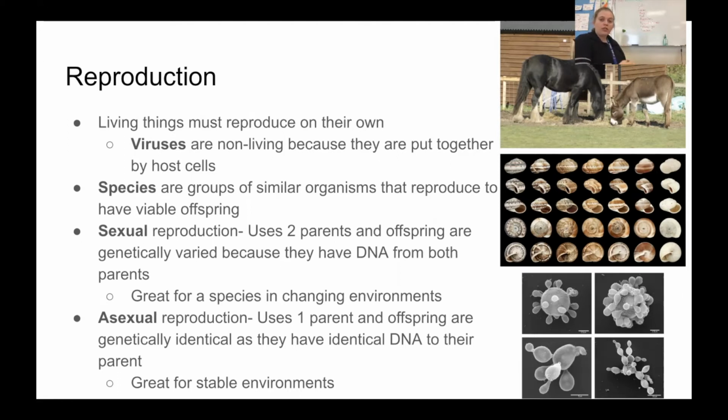alive. Living things, though, do need to be able to reproduce. You've heard of species. To define a species, there are many different ways to do this, but we're going to use this definition. A species is a group of similar organisms.